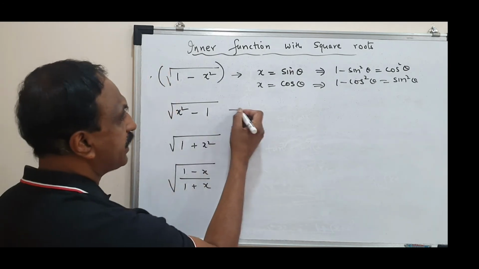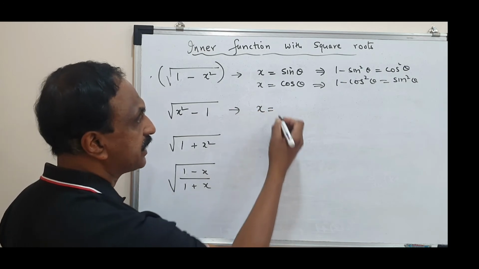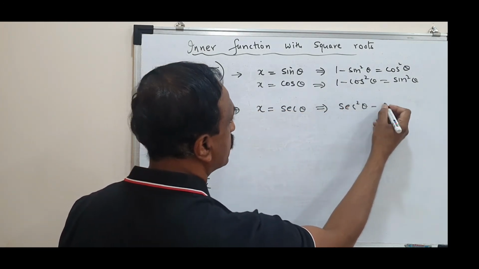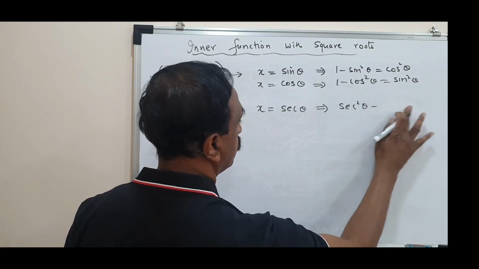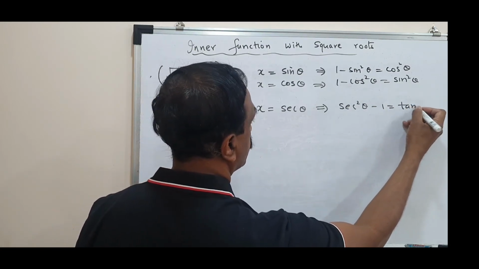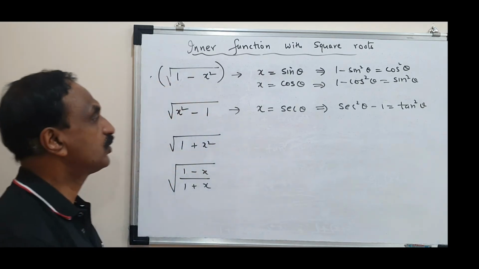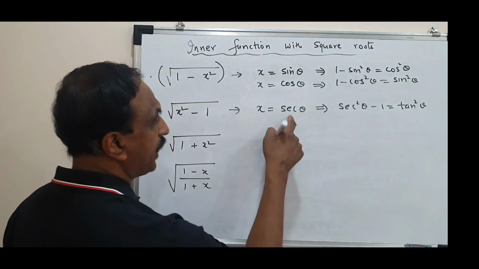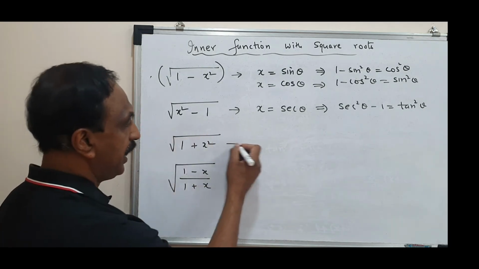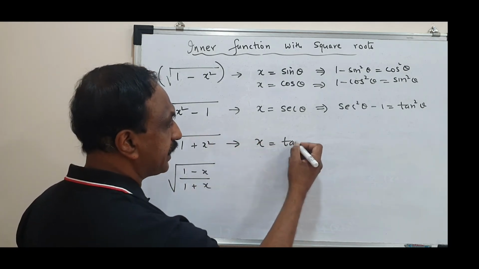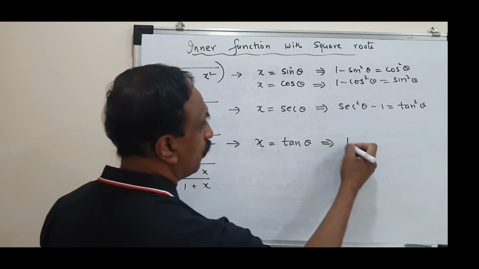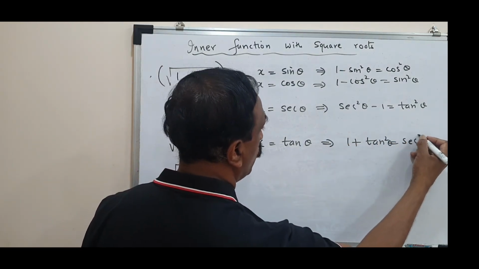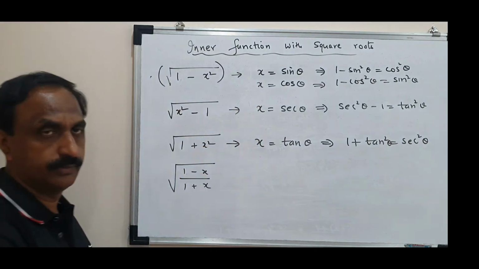If it is x square minus 1, you must put x as sec theta. The reason behind it is sec square theta minus tan square theta is 1. So sec square theta minus 1 can be replaced by tan square theta. Same way you can replace cosec also here. In this problem, you can put x as tan theta because 1 plus tan square theta is sec square theta. So every time your aim is to get the square root removed.